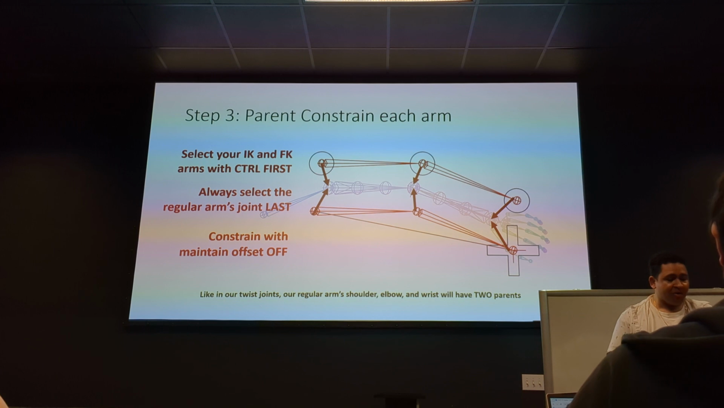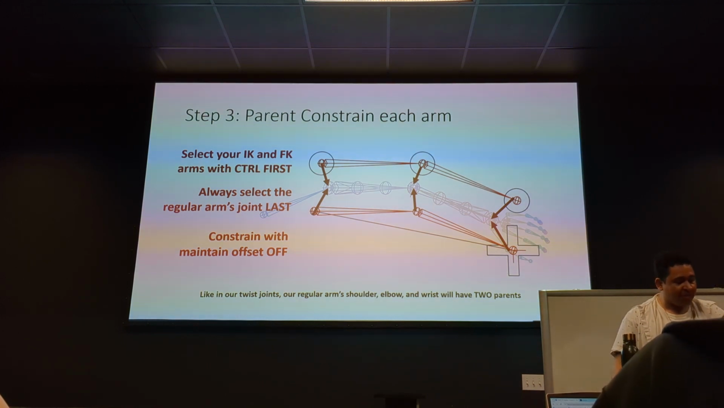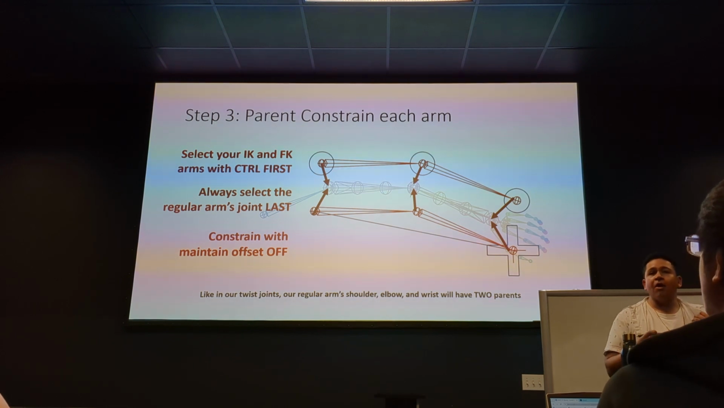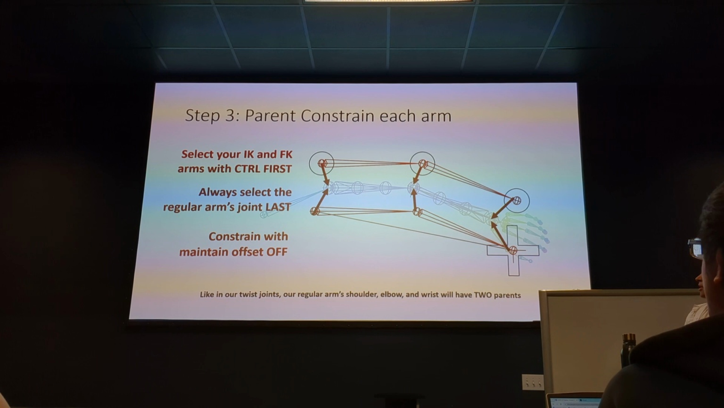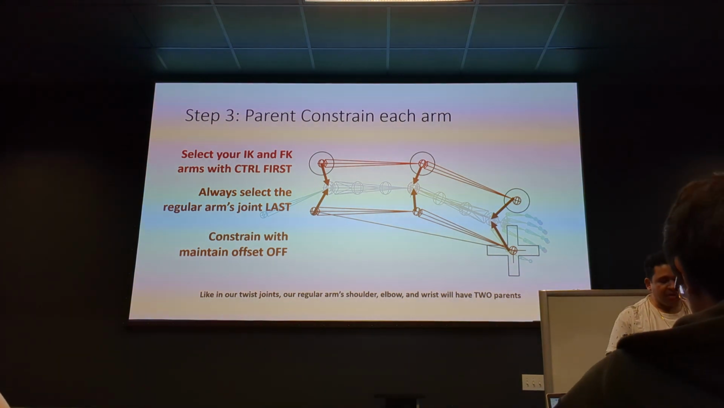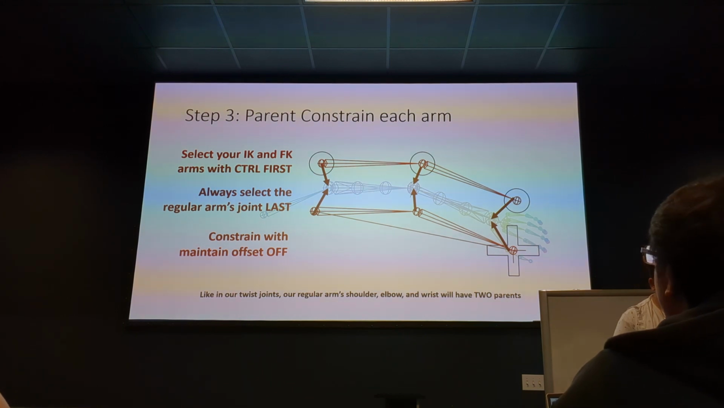It's a real bona fide nuclear American household up in here today. But you'll constrain both of those IK and FK arms that you create to your original arm. Maintain offset will be off, right? But basically there are 2 parents here. And again, it behaves a lot like our twist joint setup.